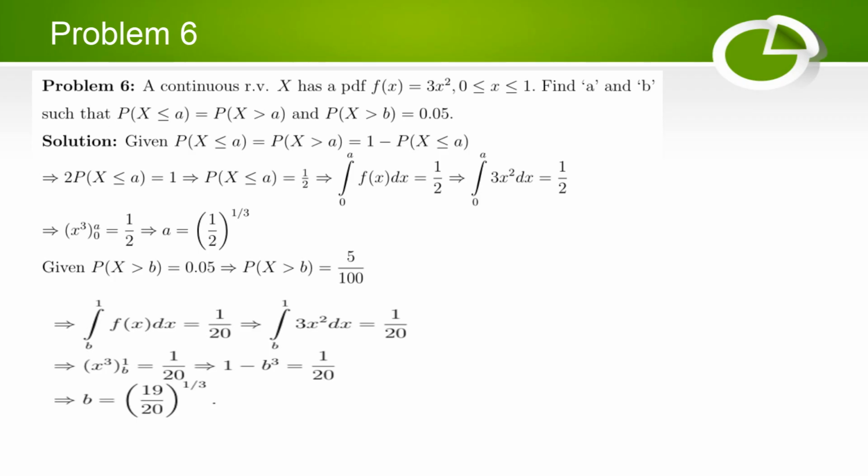Implies integral b to 1 f of x dx equals 1 by 20, implies that integral b to 1 3x squared dx equals 1 by 20. Implies x cubed, limits b to 1, equals 1 by 20, implies that 1 minus b cubed equals 1 by 20, implies b equals (19 by 20) power 1 by 3.